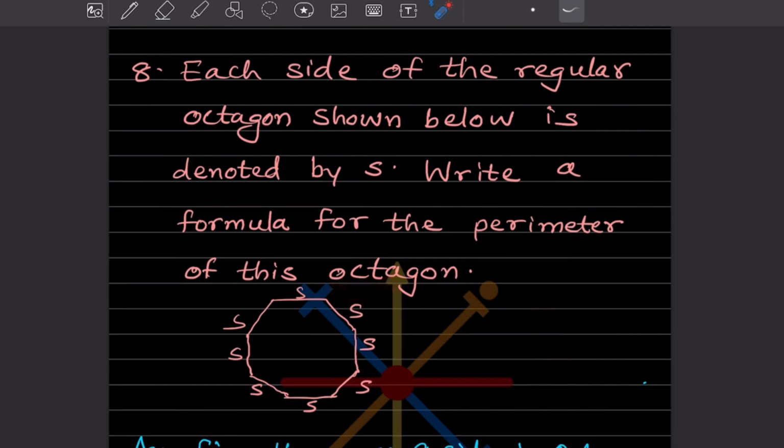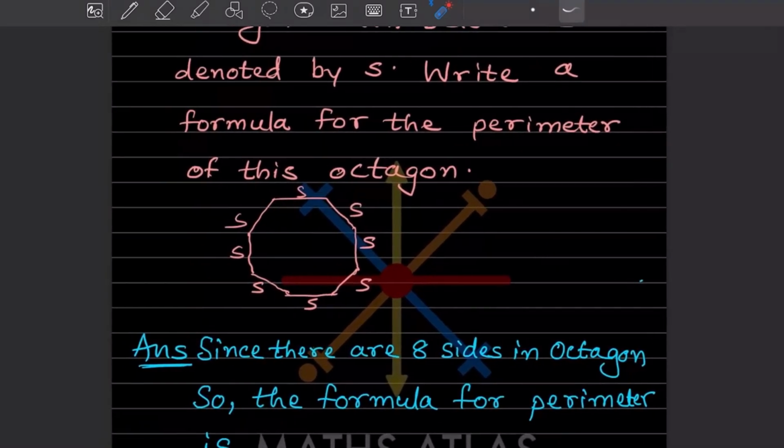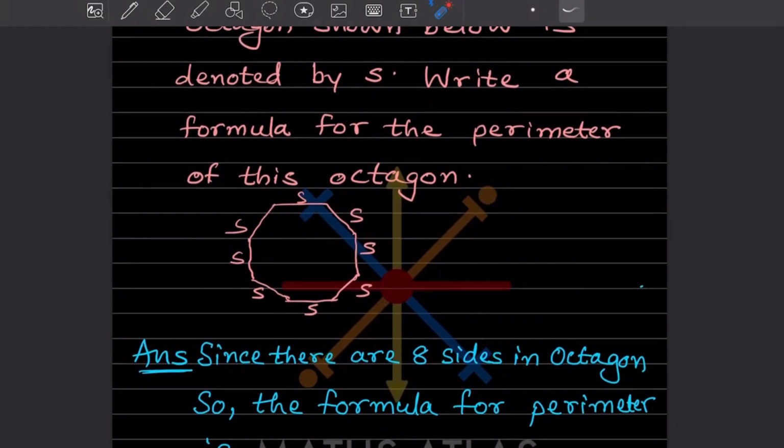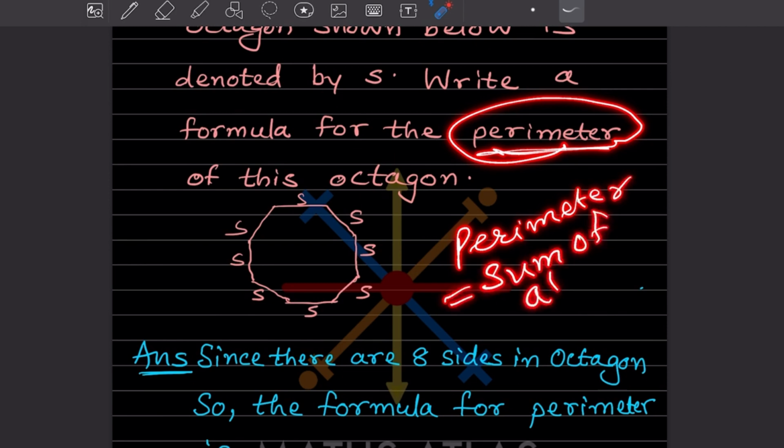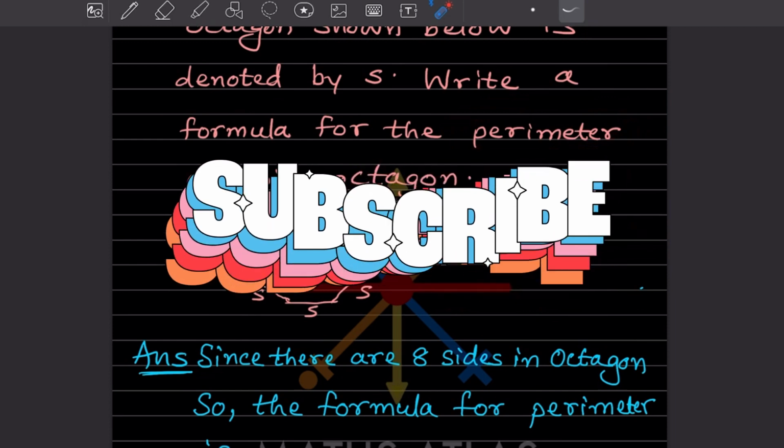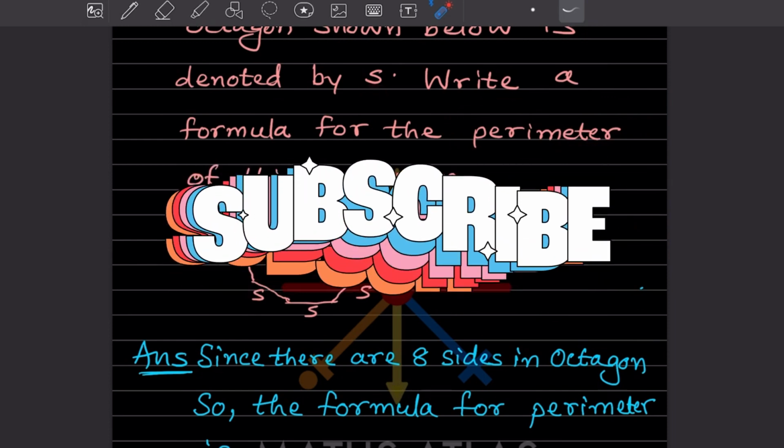So now look here. This is the octagon given, and it is denoted by S. These are the sides which are written as S. So we have to write a formula for this one. These are the sides of that. Now you know that in an octagon there are 8 sides, right? So the formula for perimeter means what? Again, sum of all sides. What is perimeter? Perimeter is the sum of all sides. So you are going to add all the sides. How many sides does it have? This has 8 sides, right? And we said we are denoting this by S. So this one side, this one side, this one.